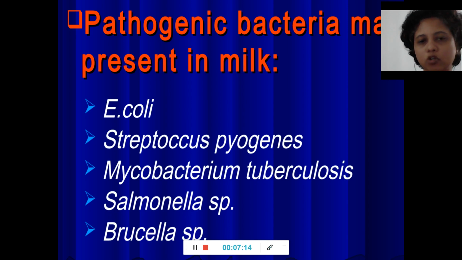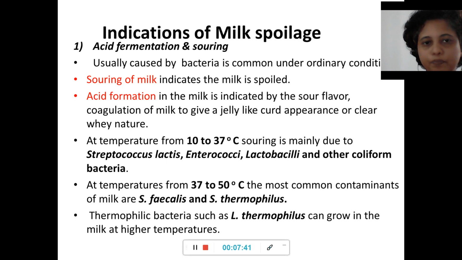Coming to Streptococcus pyogenes, it is responsible for everything from normal tonsillitis to rheumatic fever. Mycobacterium tuberculosis is responsible for TB, and Salmonella causes what? Salmonella causes typhoid, and Brucella causes brucellosis. So these are the pathogenic microbes which can be present in the milk.